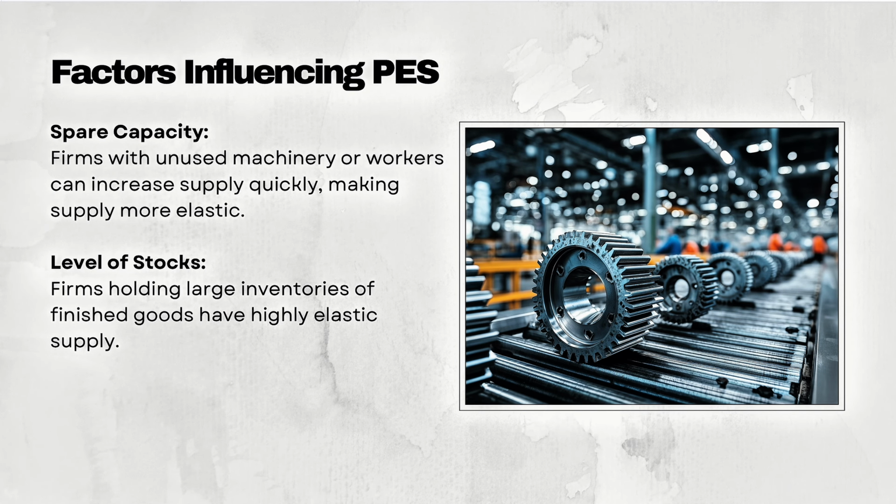Moving on to the factors that influence or change the elasticity of supply. The first factor is spare capacity. So this is when firms are able to utilize unused machinery or workers which they can quickly utilize, which increases supply relatively quickly. This will make supply more elastic. Next is the level of stocks or inventories, as firms holding large inventories of finished goods have highly elastic supply. The reason for this is because they are able to provide these goods to the market in a relatively short time, as they are simply packing this excess stock into trucks and supplying them to the market.